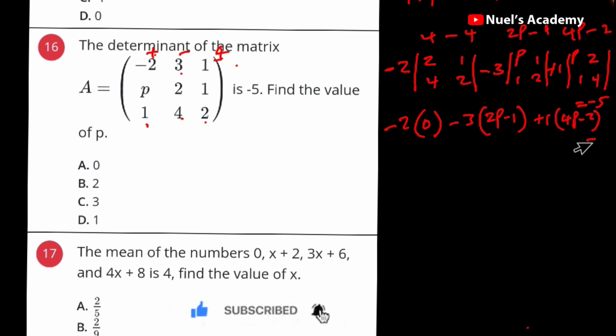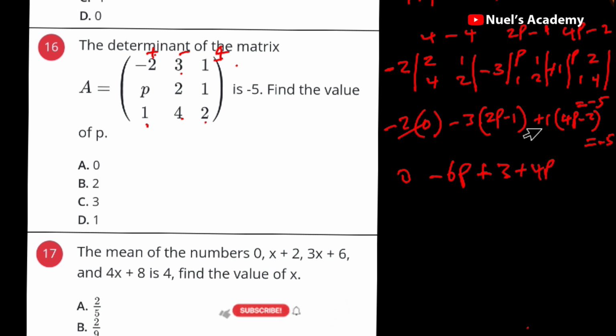Then all of this will be equal to negative 5. So minus 2 times 0, this one we cancel to 0. Then minus 3 times 2p is minus 6p. Minus 3 times minus 1 is plus 3. Then plus 1 times 4p will be 4p. Plus 1 times minus 2 will be minus 2. Then all of this will be equal to minus 5.